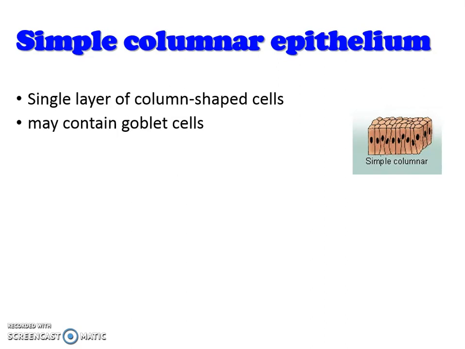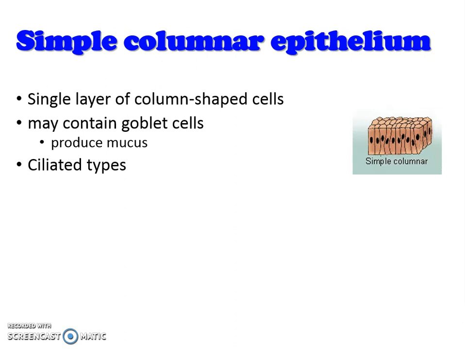Now be careful, because sometimes in columnar epithelium you can't see goblet cells. So the fact that goblet cells are not there doesn't tell you that it's not columnar. But the presence of goblet cells tells you that it most certainly is. And these cells make mucus.